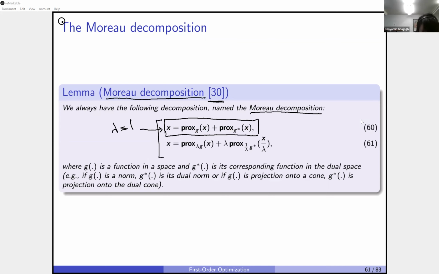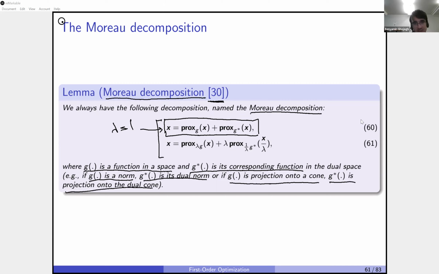G is a function in some space. G star is the corresponding function in the dual space. We already talked about dual space in the preliminaries. You remember we had norm, dual norm, for example. So if G is a norm, G star is the dual norm. Or if G is projection onto a cone, G star is the projection onto the dual cone. We'll talk about projection in a few slides. Wait for it. But if G is projection onto a cone, G star is projection onto the dual cone. Again, we talked about dual cone in the preliminaries.